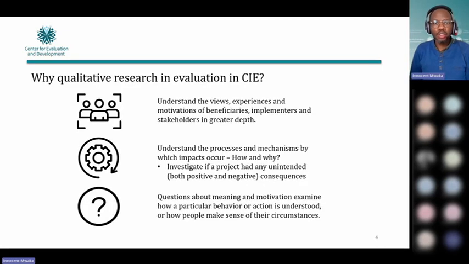Okay, maybe just to dive rather into the topic of using qualitative research in evaluation in the CIE. So why do we do this? One reason is to understand the views and experiences and motivations of beneficiaries, implementers, and different stakeholders in greater depth. So it's similar to what I just mentioned. And also to understand the process, the mechanisms by which certain impacts have occurred.